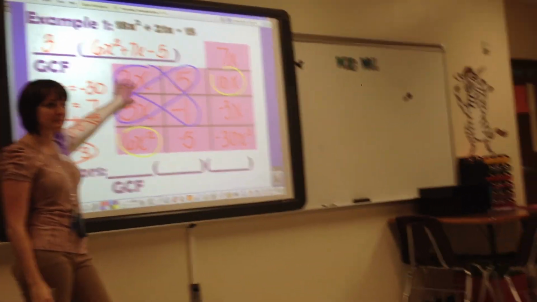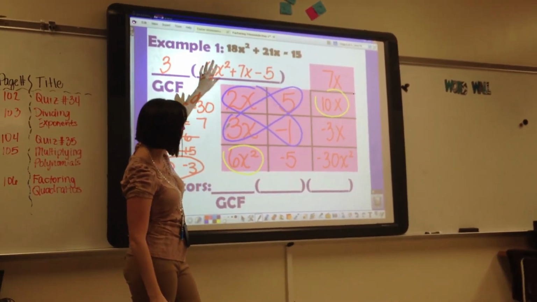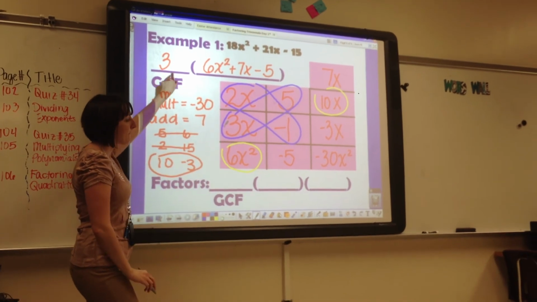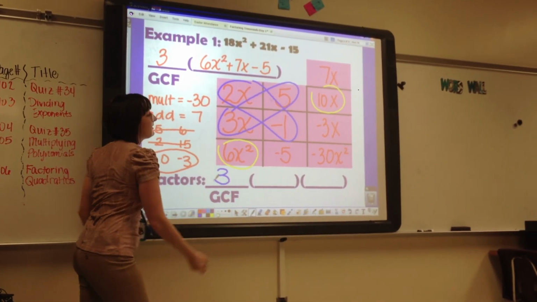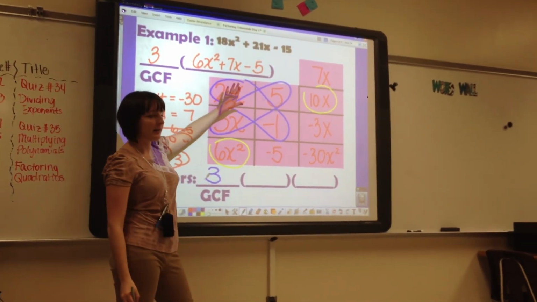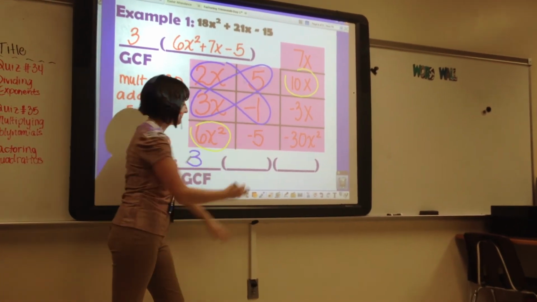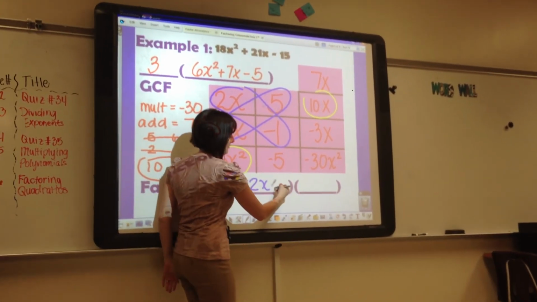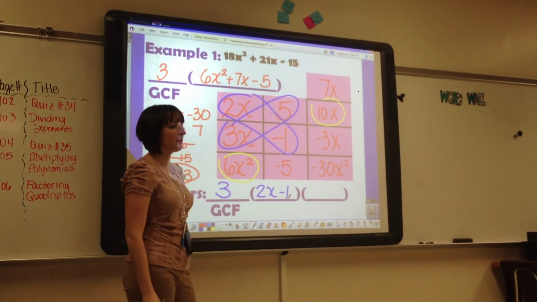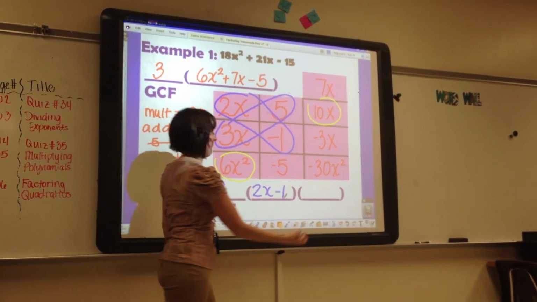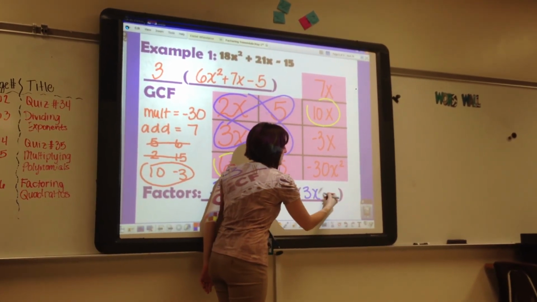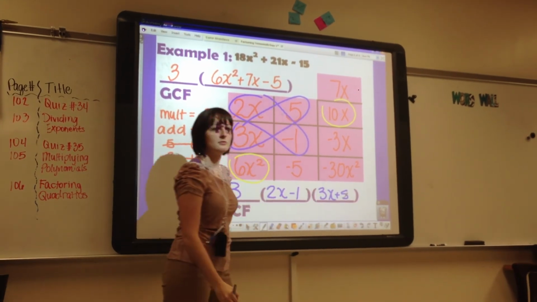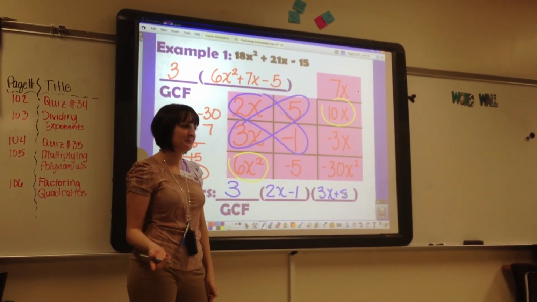Okay, remember how we circled them before here? That's the answer. That's our answer. So all you have to do, what was our GCF? 3. You bring that down, and then that's how you write it. You just put 2x minus 1 in one of them. And so what's the other one going to be? 3x plus 5. So that took a long time, right? It'll go faster the next time.